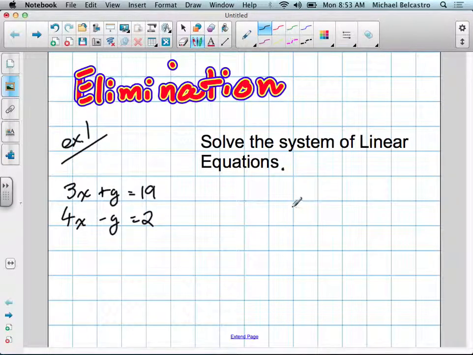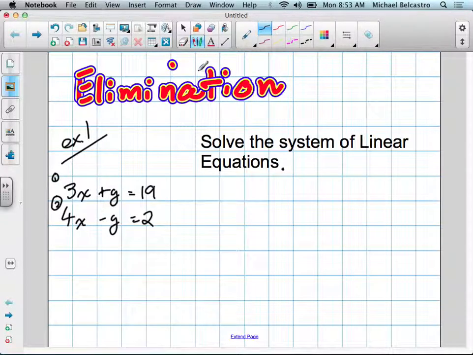Okay, so we're going to go to another type of linear equation. We have two of them here. Okay, so we'll number this number 1, number 2. The question asks us to solve the system of linear equations.